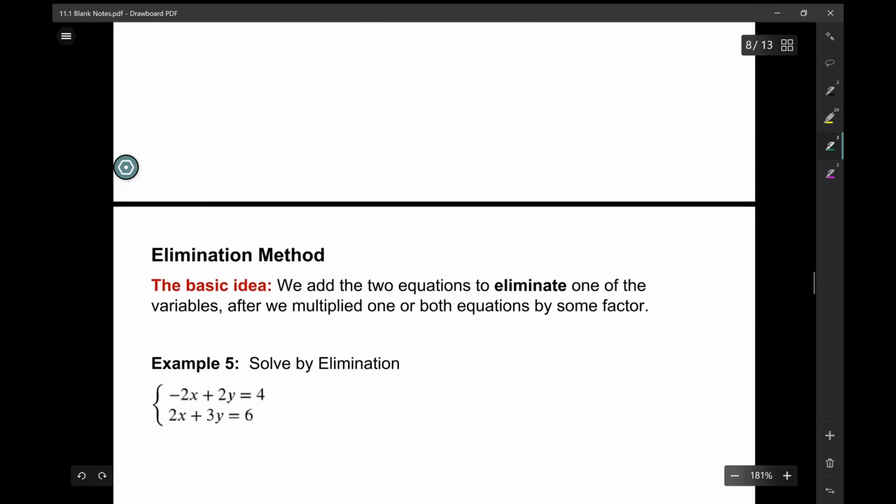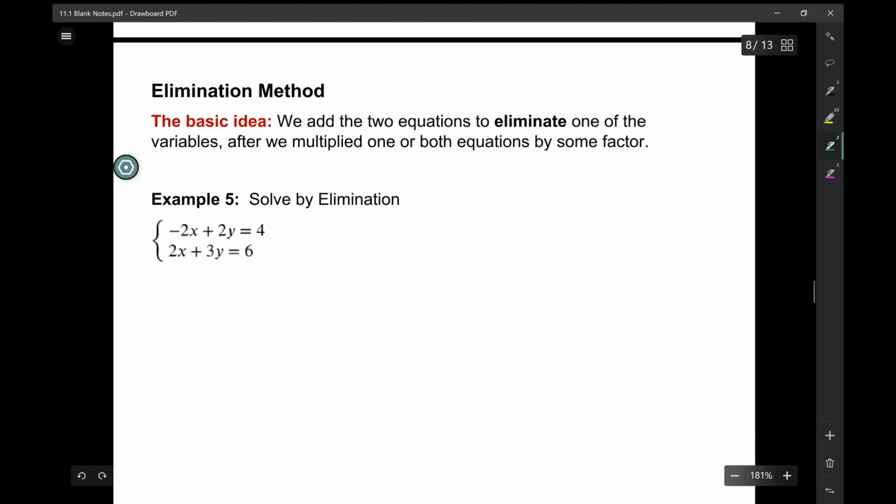All right, that's the substitution method. Now let's talk about the elimination method. The elimination method is similar to the substitution in that it's an algebraic method. We're not going to be doing any graphing. But in the elimination method, we add the two equations together and we hope that one of the variables drops out. Now to get that to happen, sometimes we have to multiply by a linear factor. Let's show you an example of how this works.